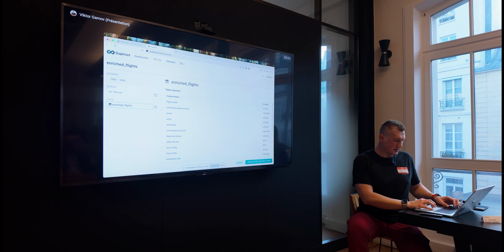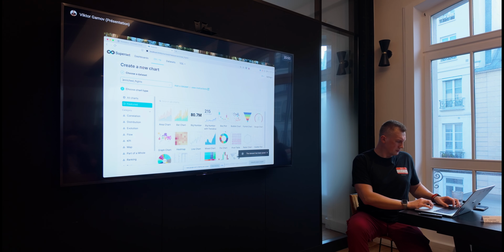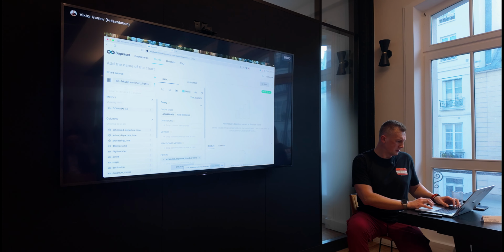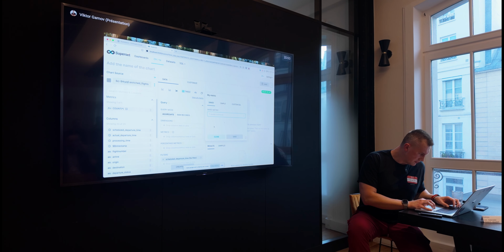And I'll say create dataset from this chart. Yeah. And let's do this one. Create table. Create new chart. Dimensions. Let's do simple word counts. Let's do delay in minutes, average delay in minutes, and we will have airline. So save, create.